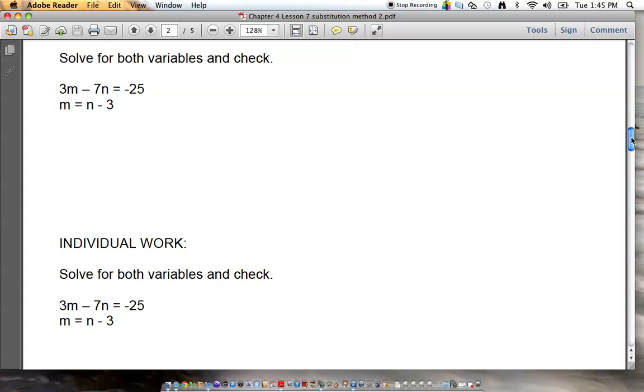Are we good? Trying to get my location of where I am. Hold on, Rich. Over here, more.